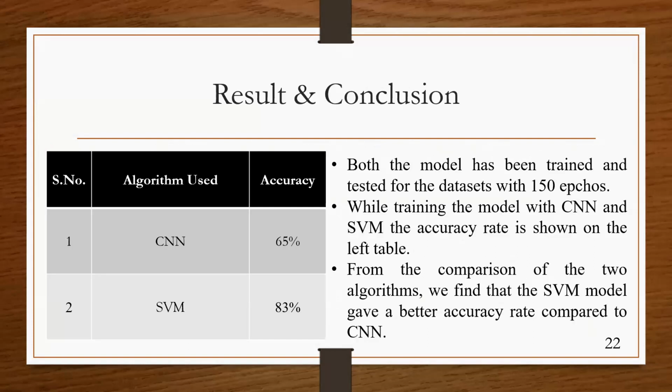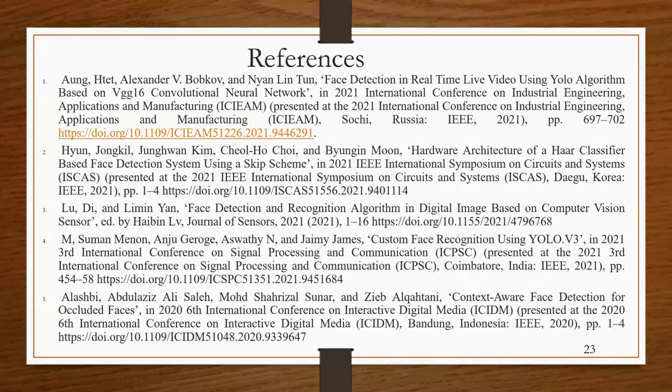So according to the study, the result is that of the two very good algorithms for image processing, CNN and SVM, SVM has a better accuracy rate as compared to CNN. So these are some of the references which I have included, and thank you.